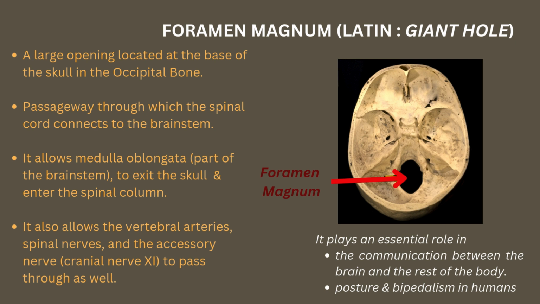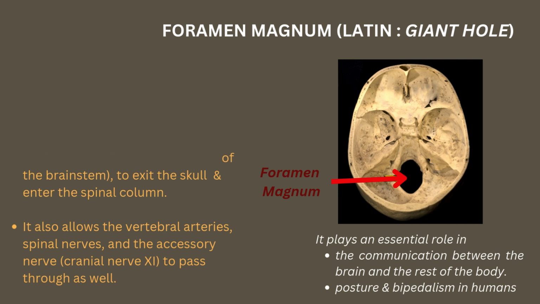So, in summary, the foramen magnum is an essential structure that not only allows vital passageway for the spinal cord, nerves, and the arteries, but also plays a crucial role in maintaining posture and enabling bipedal movement in humans.